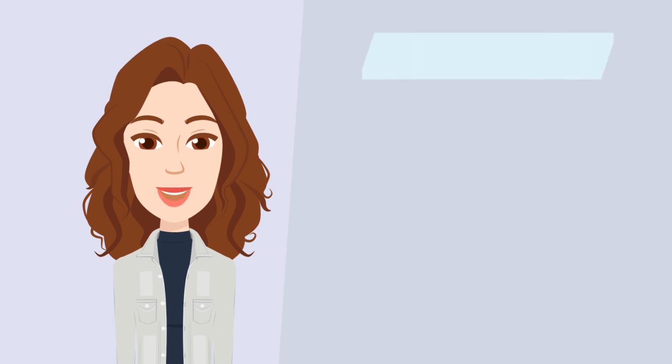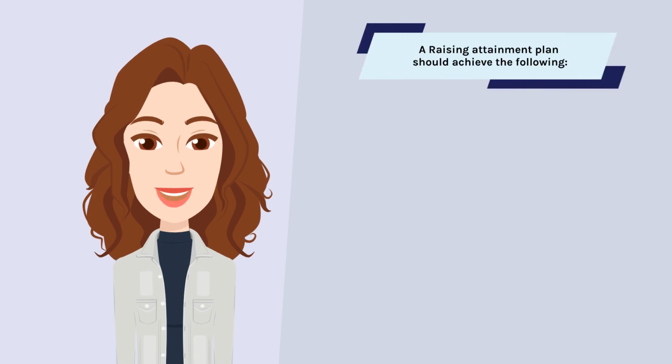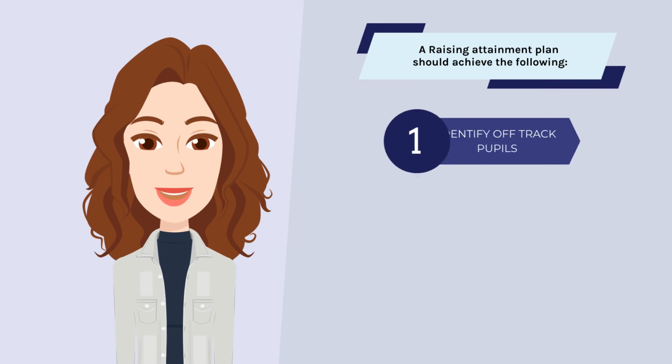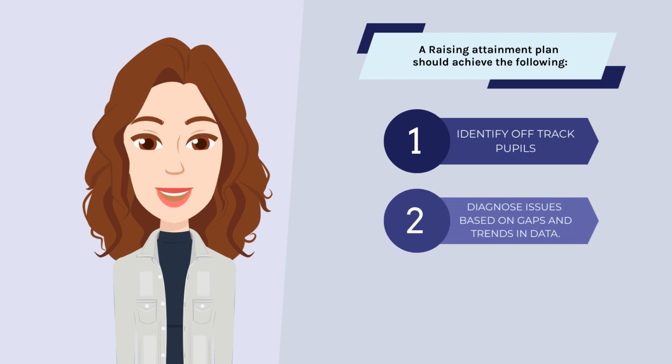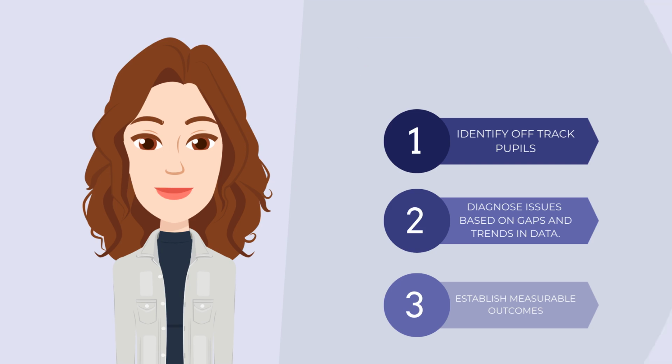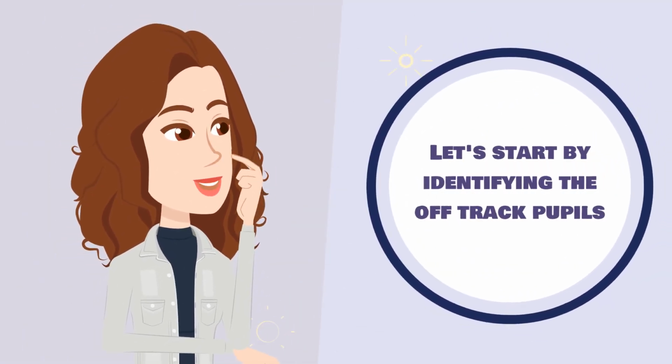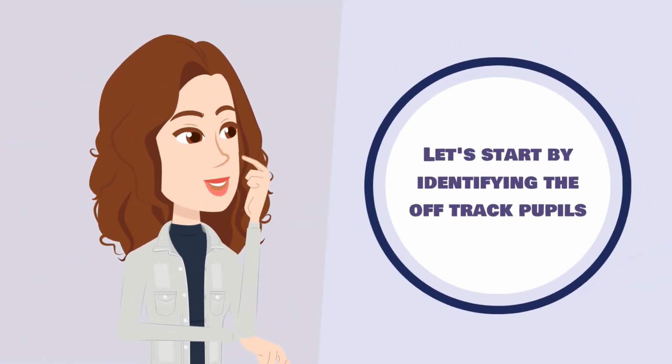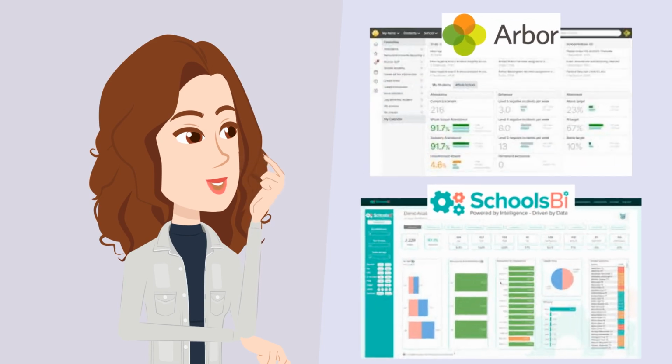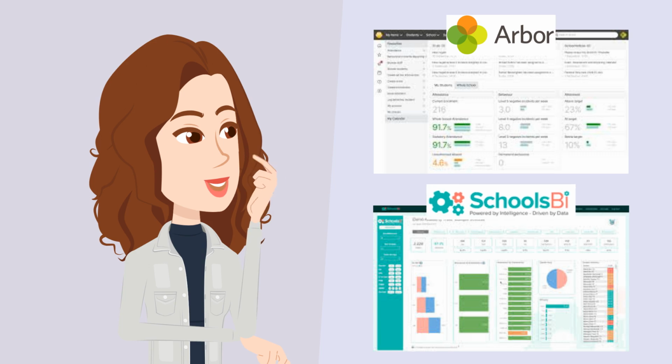This document, also known as a RAP, focuses on identifying off-track pupils using data analysis, diagnosing issues based on gaps and trends in data, establishing measurable outcomes for targeted adjustments to provision. Using the systems available, gather the existing assessment data and use tools such as the Overview dashboard on Arbor or Schools BI.